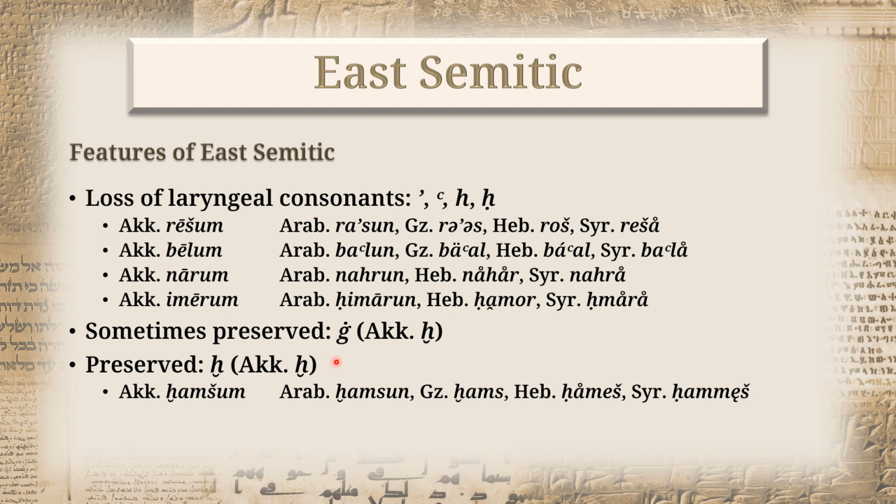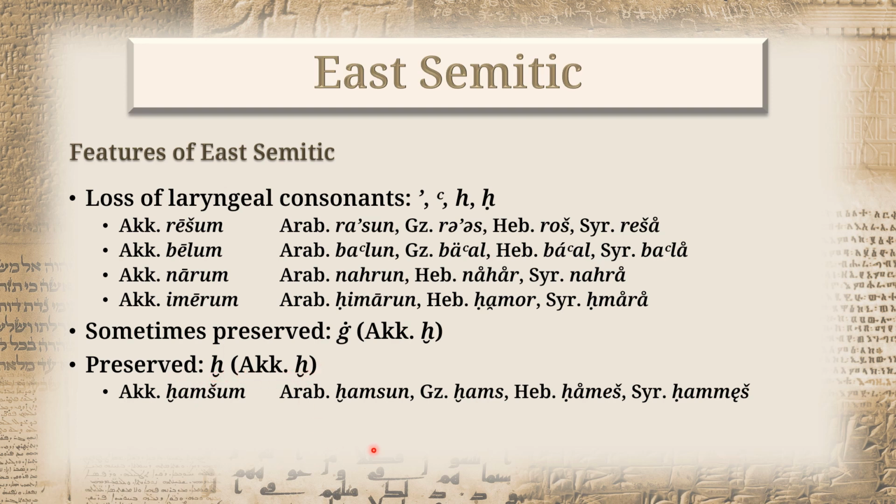Something that is sometimes preserved is what you would call the ghain in Arabic, and I didn't find any example that has cognates in all Semitic languages. But the ghain is sometimes lost, just like the ayin and the ha, but sometimes it's preserved and it is written as a cha in Akkadian. And the one laryngeal sound that is always preserved in Akkadian is the cha, which is also cha in Akkadian.